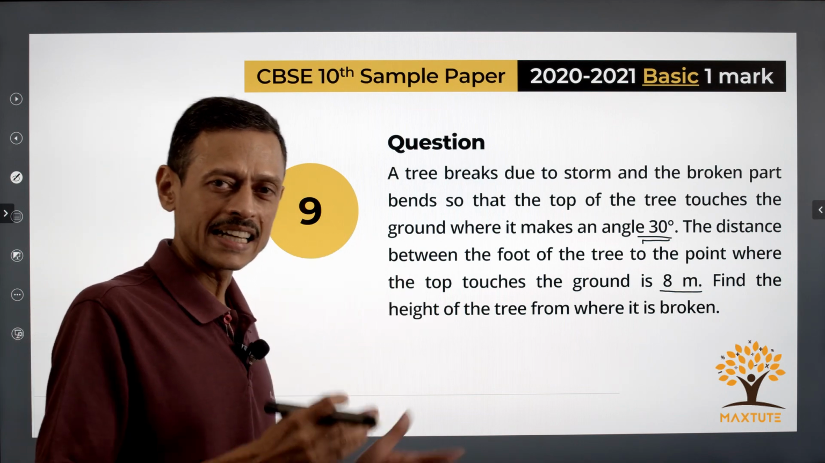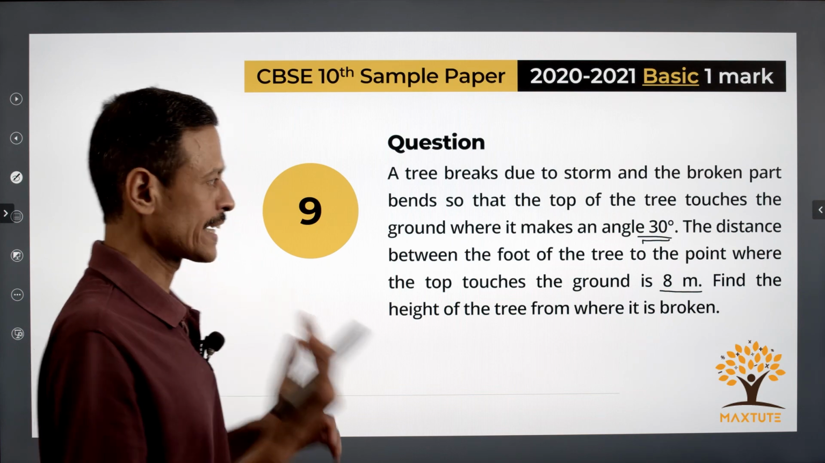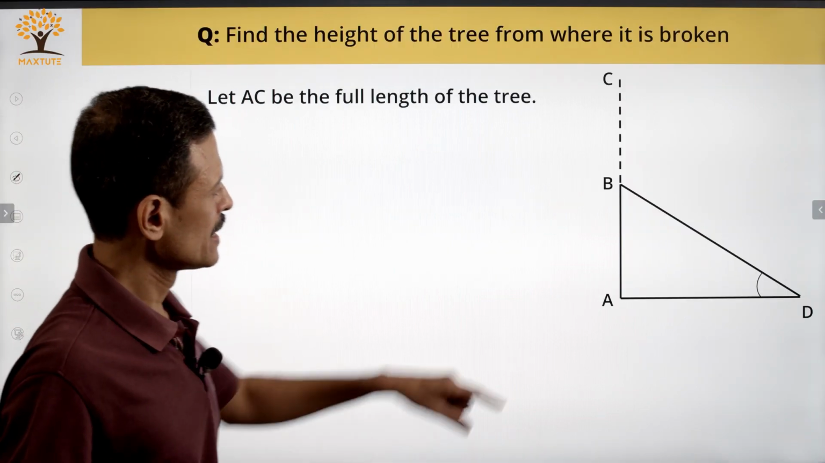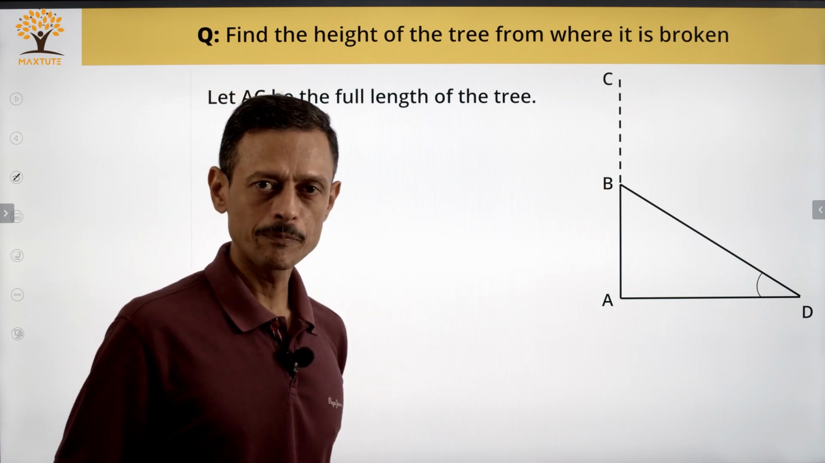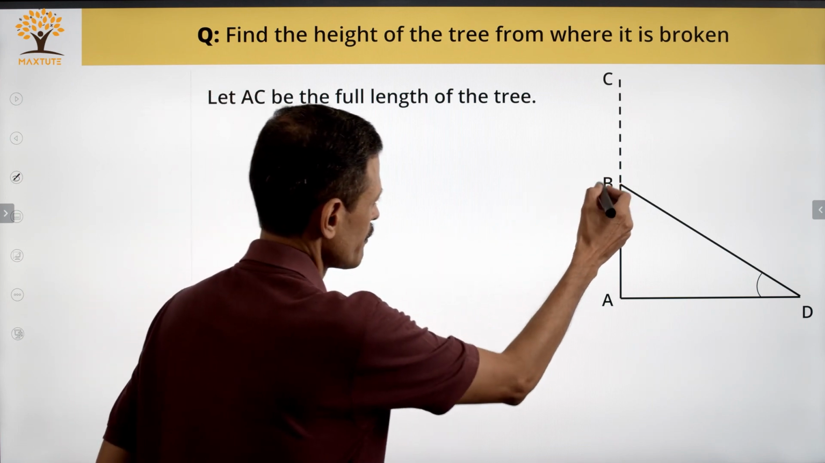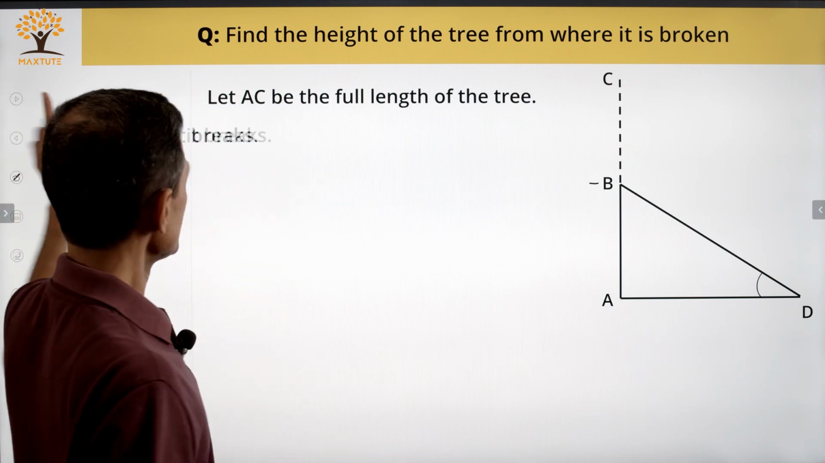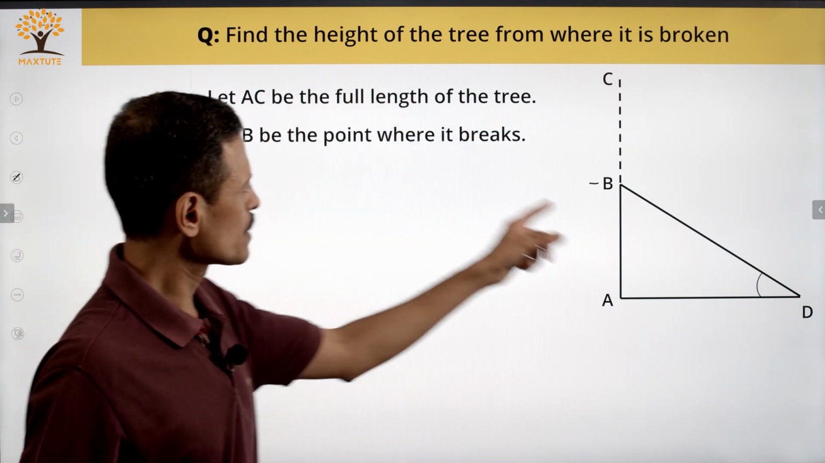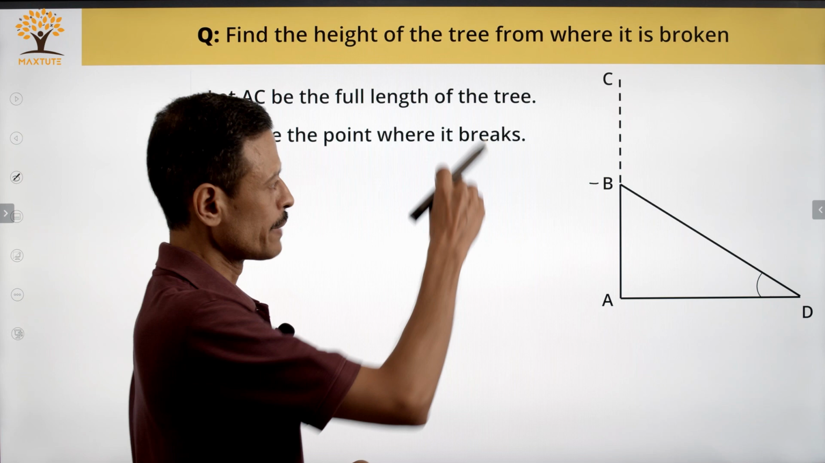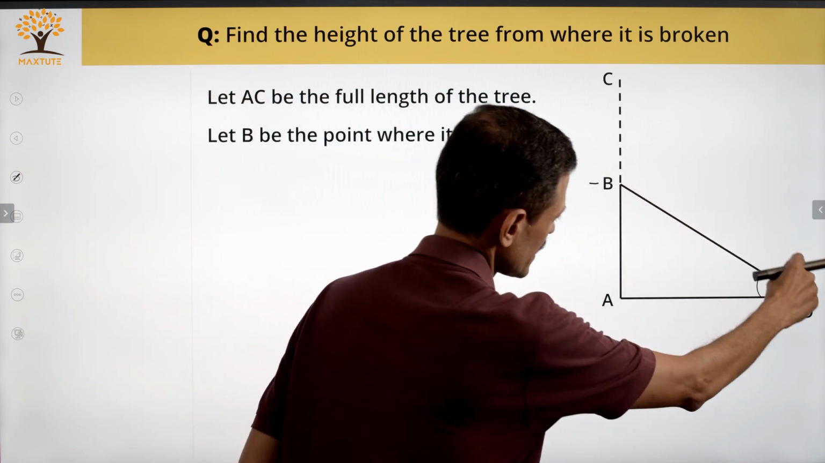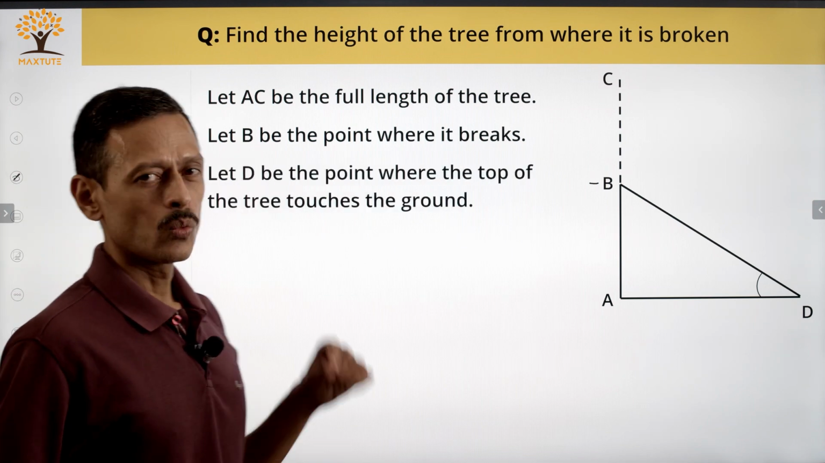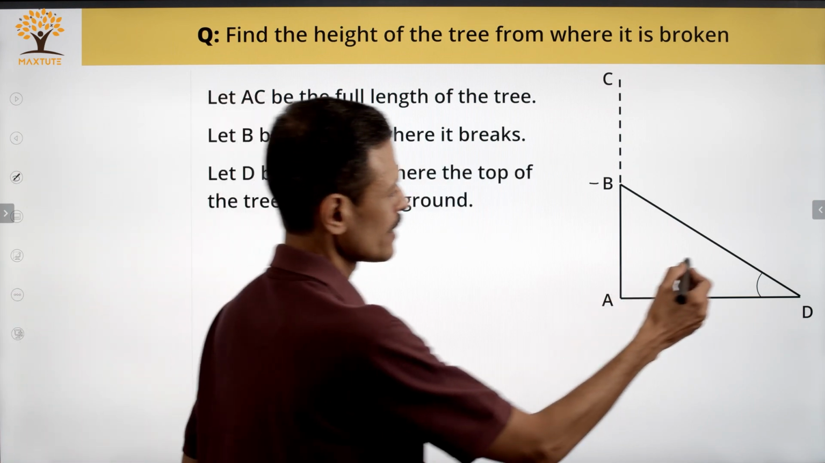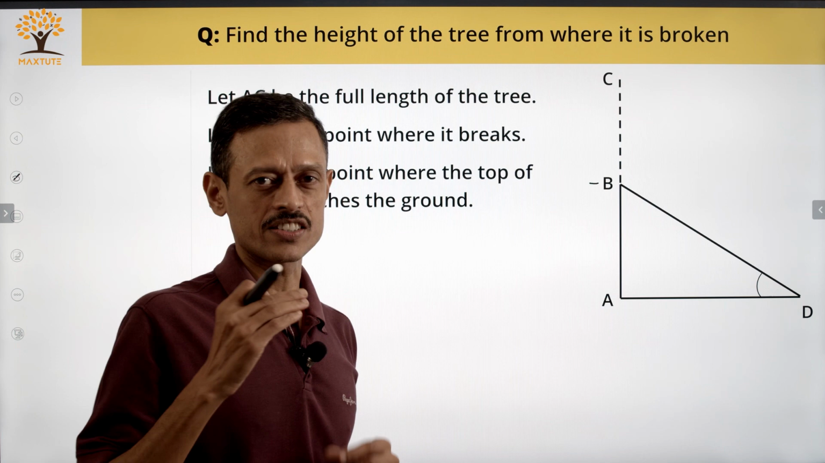Let's depict this entire thing in the form of a right triangle to understand what is happening. AC is the tree, the height of the tree when it was still not broken. B is the point where the tree actually breaks, right? AC is the full length of the tree. B is the point where it breaks. It breaks and the broken part touches the ground, and let it touch the ground at point D. What is mentioned? It makes an angle of 30 degrees at the point where it touches the ground.